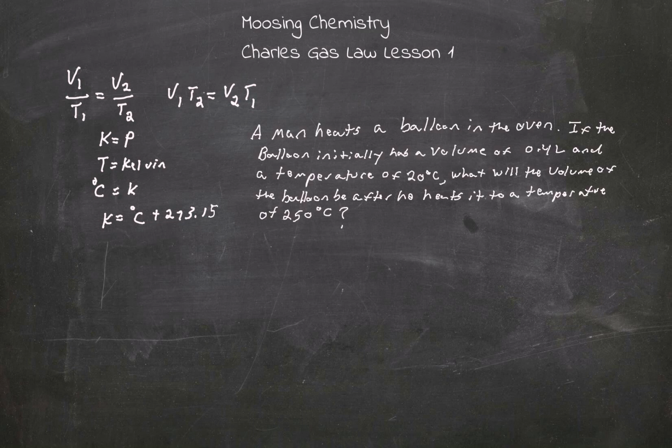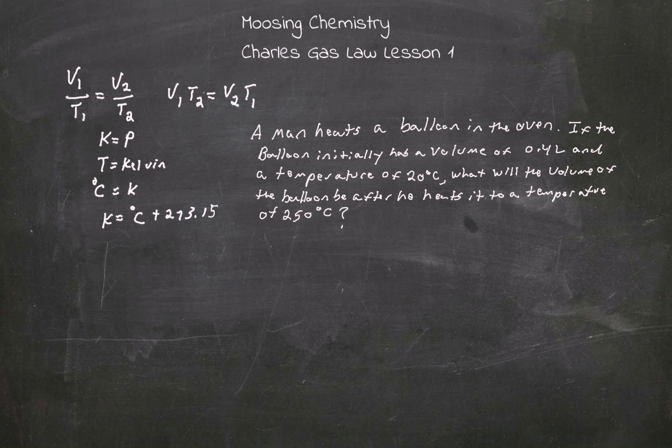All right, our first problem. A man heats a balloon in an oven, which is kind of a weird thing. If the balloon initially has a volume of 0.4 liters and a temperature of 20 degrees Celsius, what will the volume of the balloon be after he heats it to a temperature of 250 degrees Celsius? It'll probably be burned up, but let's go ahead and solve the problem anyway.